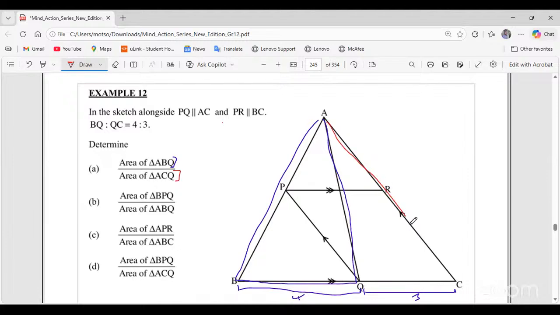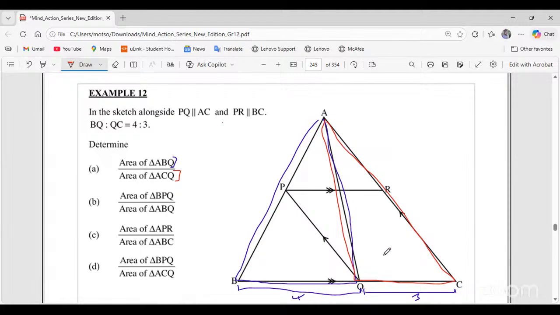ACQ is this one. Okay, fine. We had two types that we talked about, where the triangles have the same height, or the triangles have the same angle somewhere. Now let's look at these two triangles, whether they have the same height or the same angle.